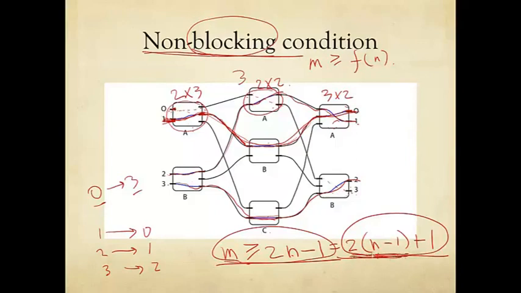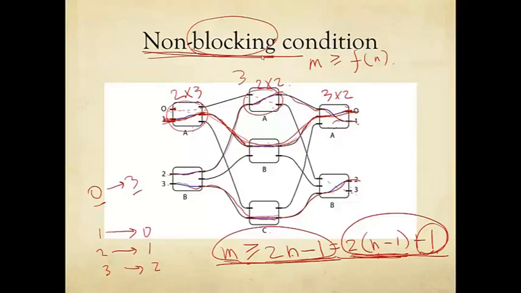So you already got 2 times (n minus 1) middle switches. All you need is to have just one more middle switch and you'll be okay with non-blocking. And that is where we get this lower bound, 2 times (n minus 1) plus 1, which simplifies to 2n minus 1. If you have that many middle stage switches, if your m in the Clos network specification is at least as big as this number, then you have non-blocking.